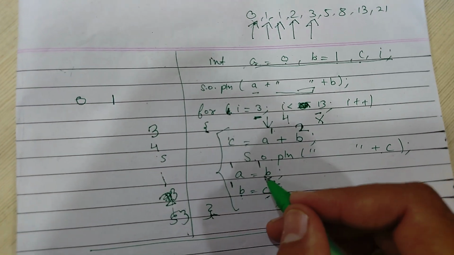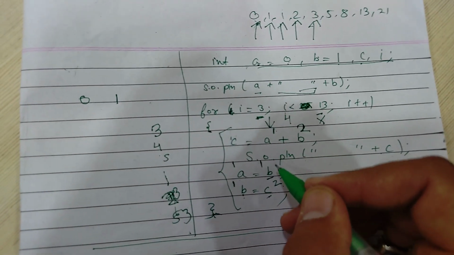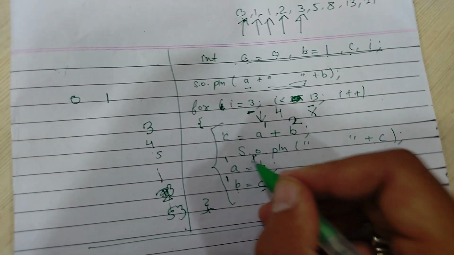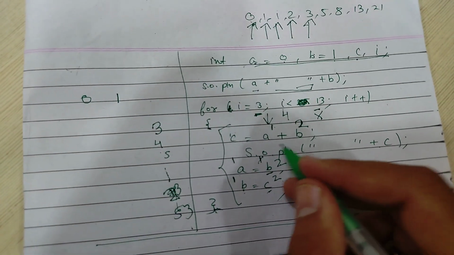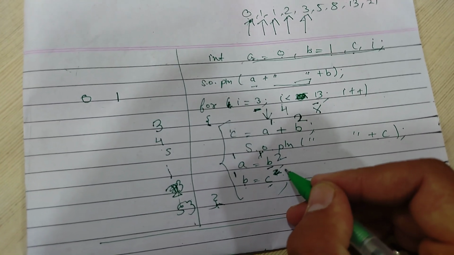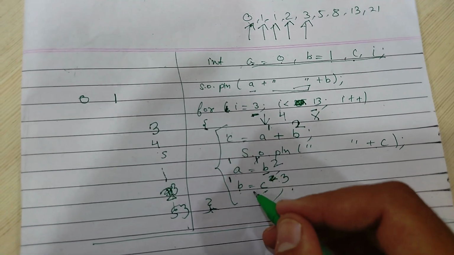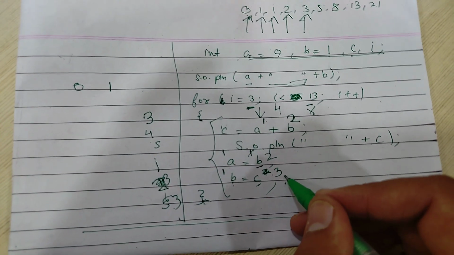Now we know what the value of B is. The value of B is the new value which we got from here. It is nothing but the 2. And the value of C is nothing but the addition of A and B. That is nothing but the 3. So now we got the new values of A and B.